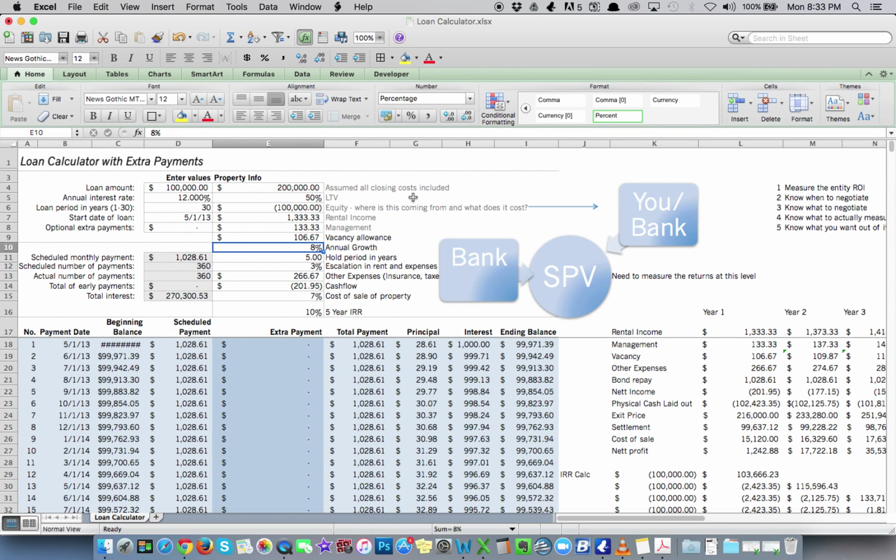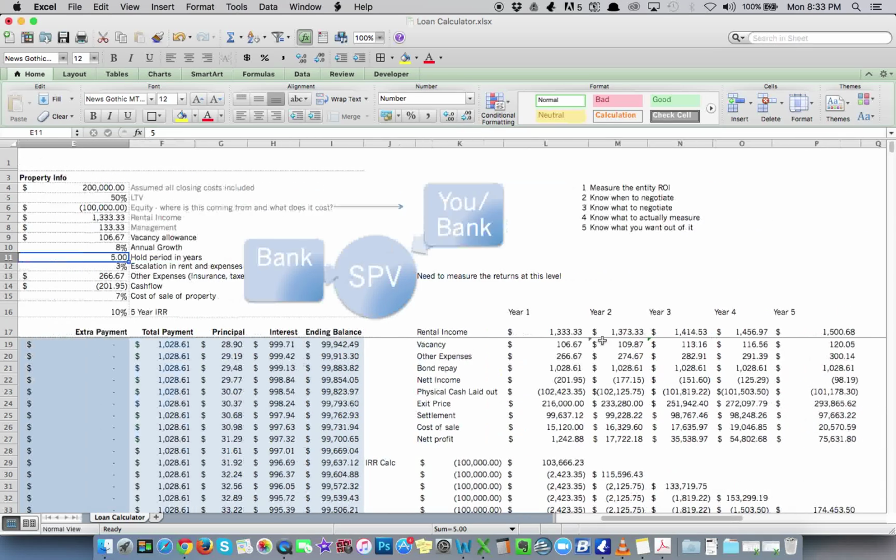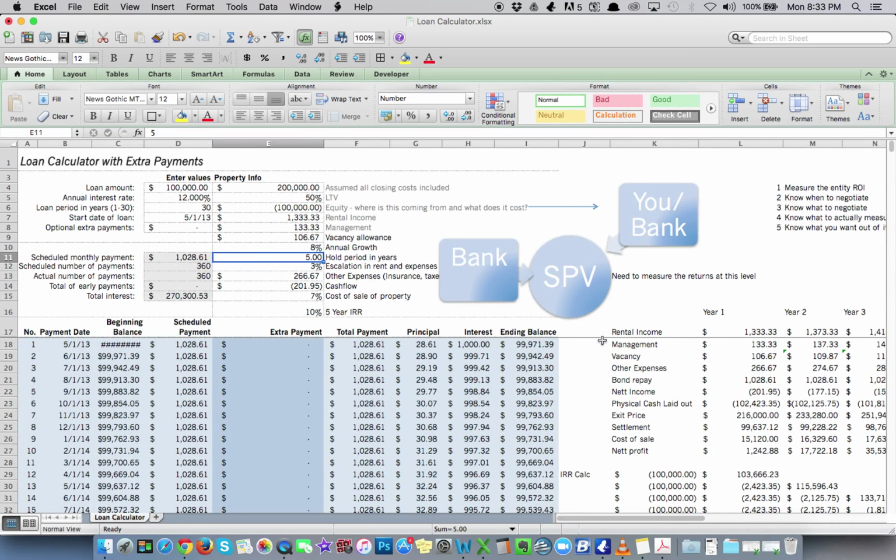What's our annual growth forecast? In this case, it's 8% again. You might want to revise that down if you're buying in London, or you might want to revise it up if you're buying in India. I don't know, it depends. Play with the spreadsheet. How long do you intend to hold it? I've done a 5-year forecast in terms of internal rate of return, and I'll go into that in a second. What are the rental escalations going to be, and what are the expense escalations going to be?